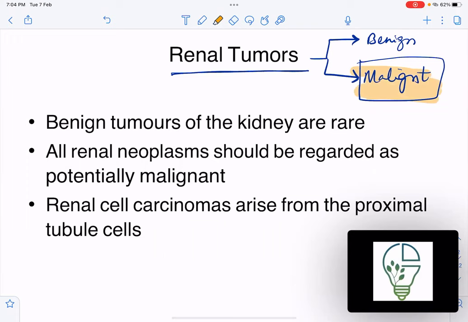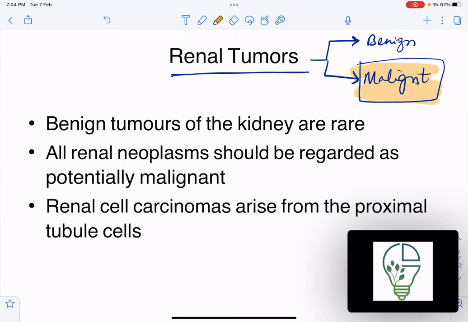So as soon as you see symptoms of renal, you can already assume that it is malignant until proven otherwise. So you should immediately think of it as being a more aggressive form rather than something that you can wait on.